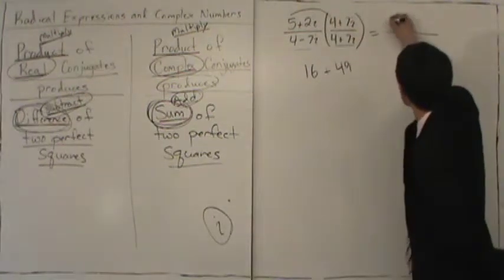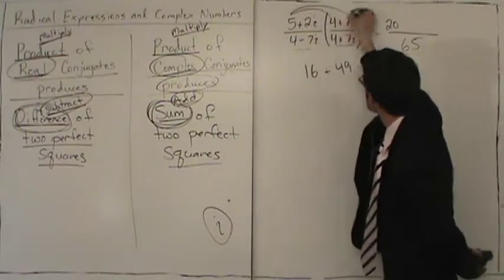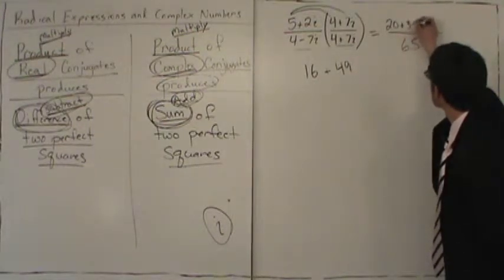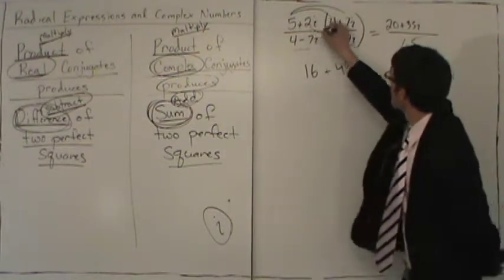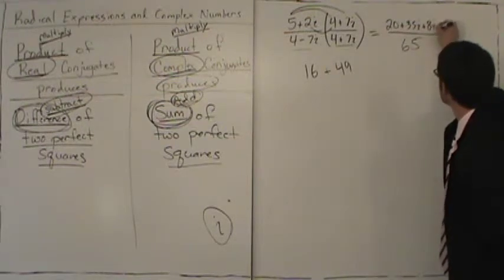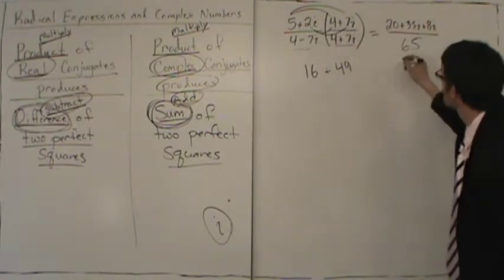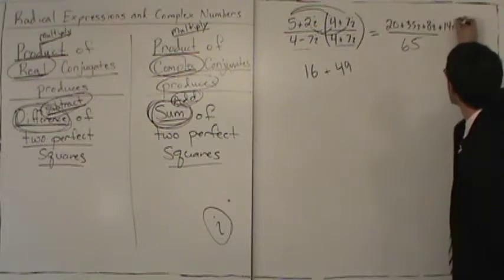5 times 4 is 20. 5 times 7i is 35i. 2i times 4 is 8i. And 2i times 7i is 14i squared.